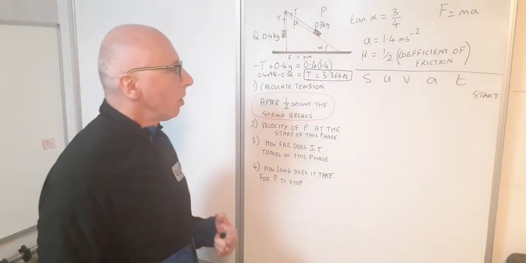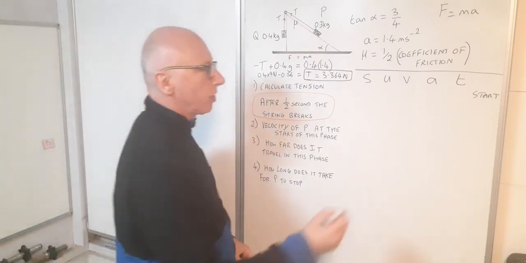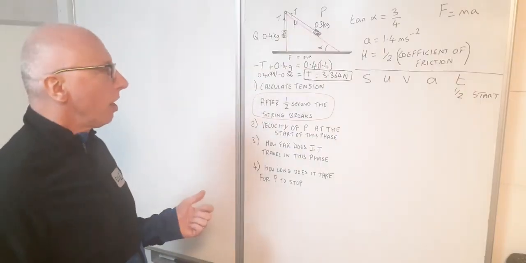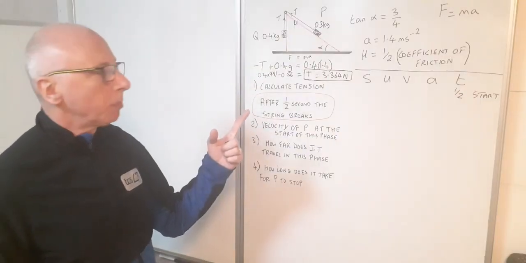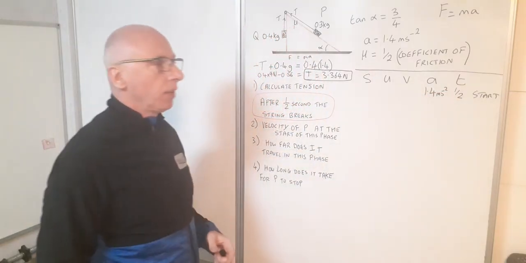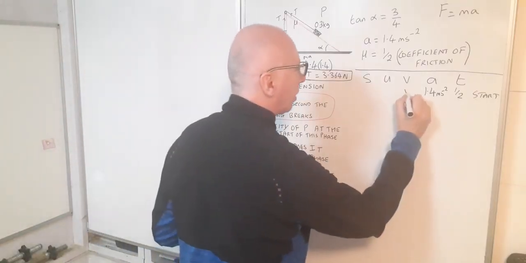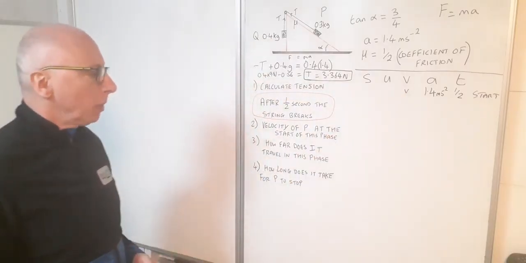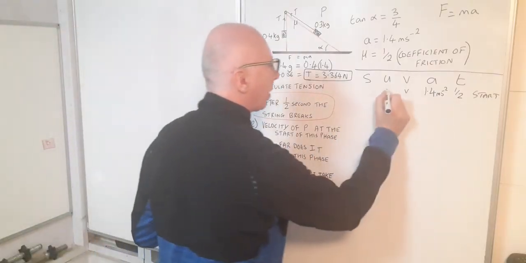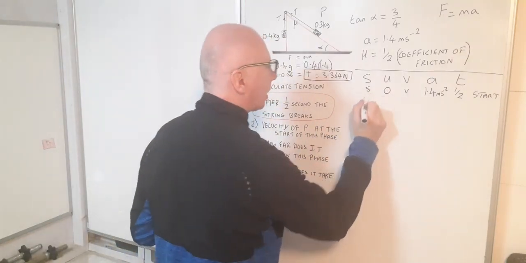So time, what's going to happen at time? Well, it's been travelling for half of a second. So after half of a second. Acceleration, what's the acceleration at the start? Well, that's 1.4 meters per second squared. And the velocity, we don't know yet, so we'll leave that as a blank. And U, the initial speed, well, at the start of the phase it's going to be going 0 miles per hour. And then S, that's going to be the distance travelled.